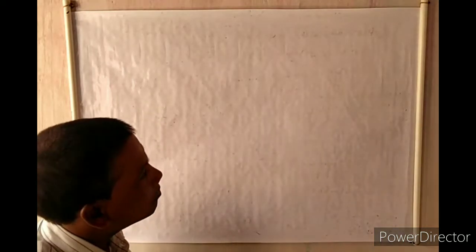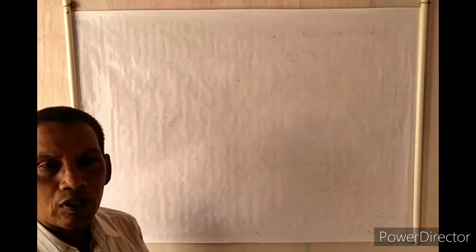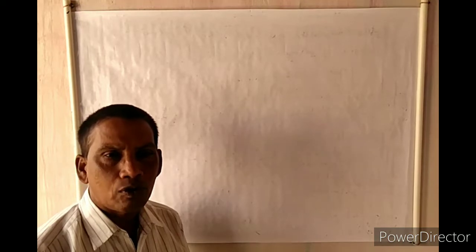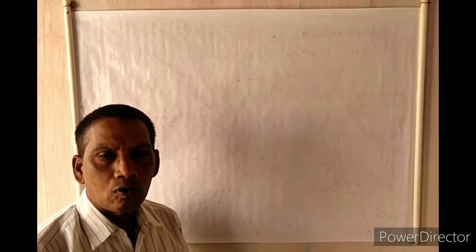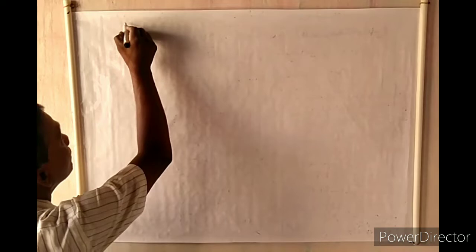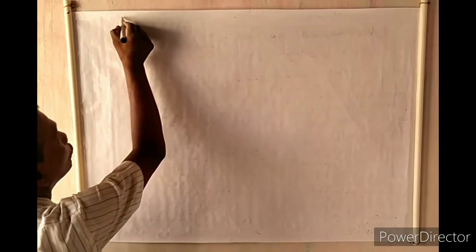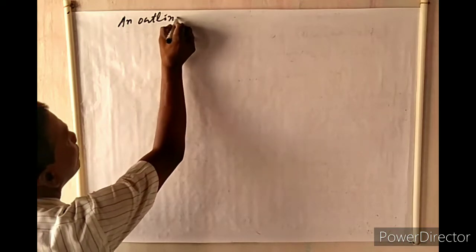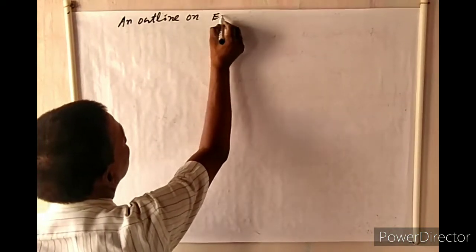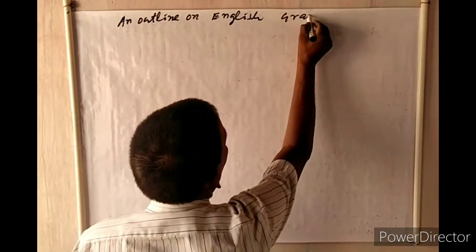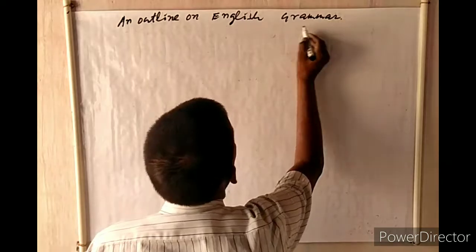So, as you know, this is our module 1, and in this module 1, we are going to study all the things that you have to learn, you have to know at the time of studying English grammar. So I have to write the heading, the title of our course: outline on English grammar.